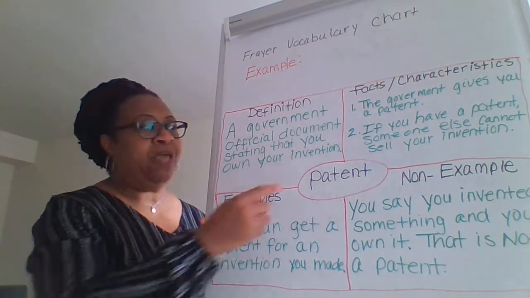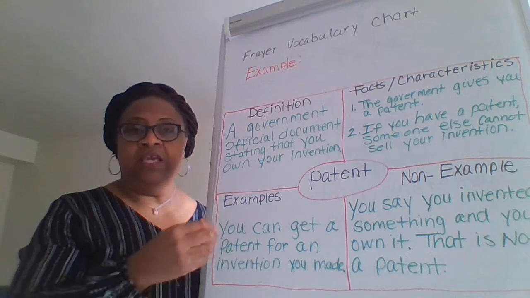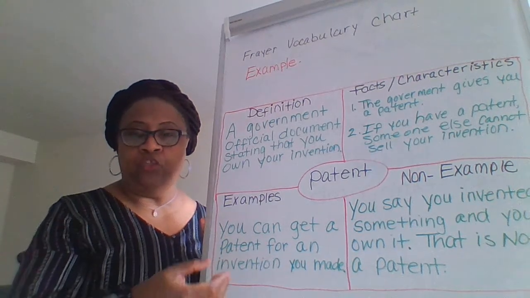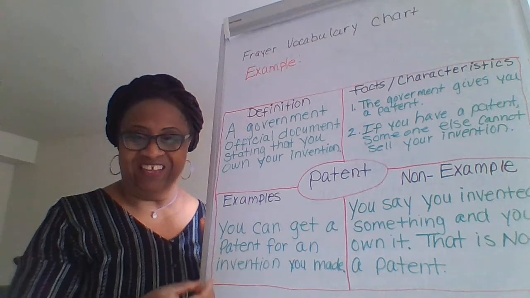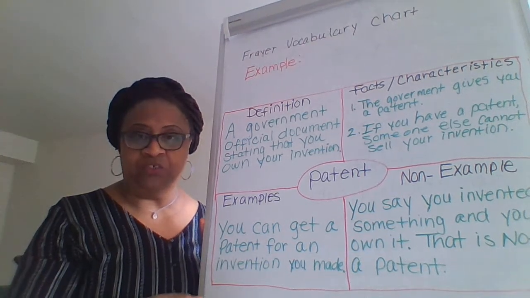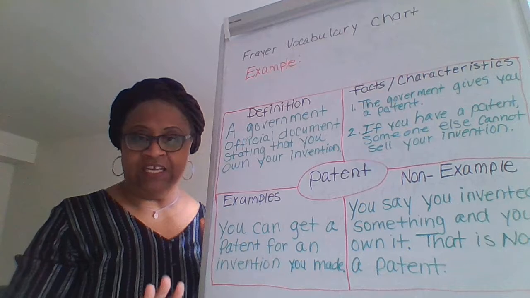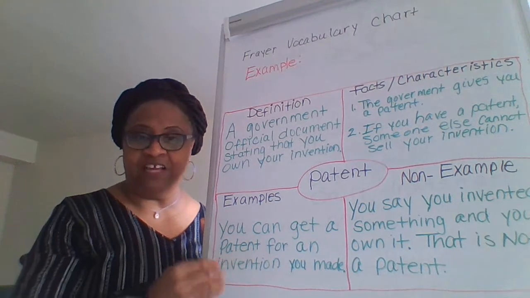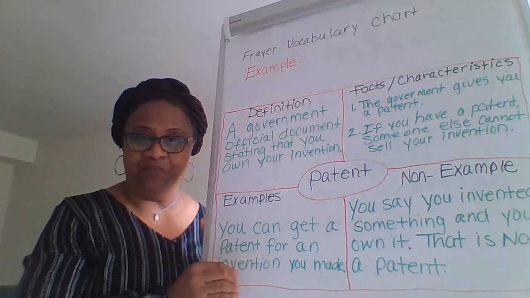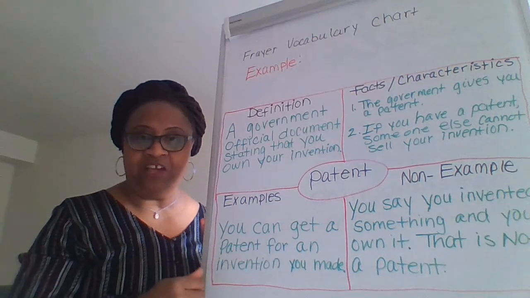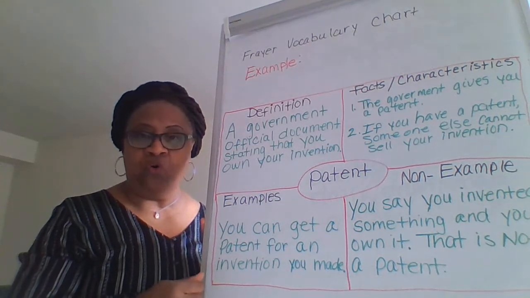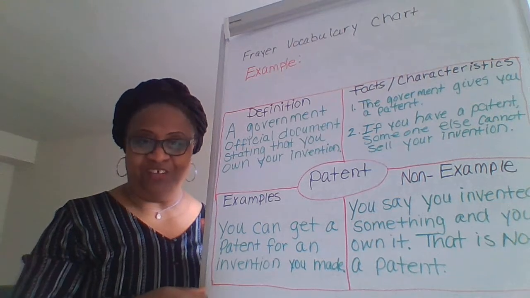So that patent gives Chloe the legal ownership of being the inventor of that particular doll. No one else can claim that they invented that doll other than Chloe. That's what a patent is. It's a legalized document giving you sole ownership of an invention.